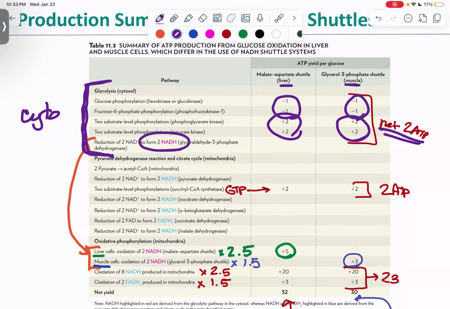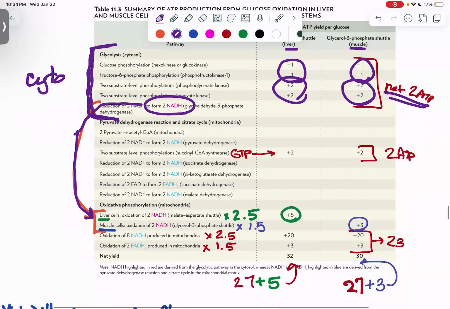Well, we get 2 NADHs. Where do those 2 NADHs go? Well, we just learned that it depends. If I'm in the liver, then those 2 NADHs are going to go through the malate aspartate shuttle, which means I'm going to take 2 NADH times 2.5, and I'm going to get 5 ATP.